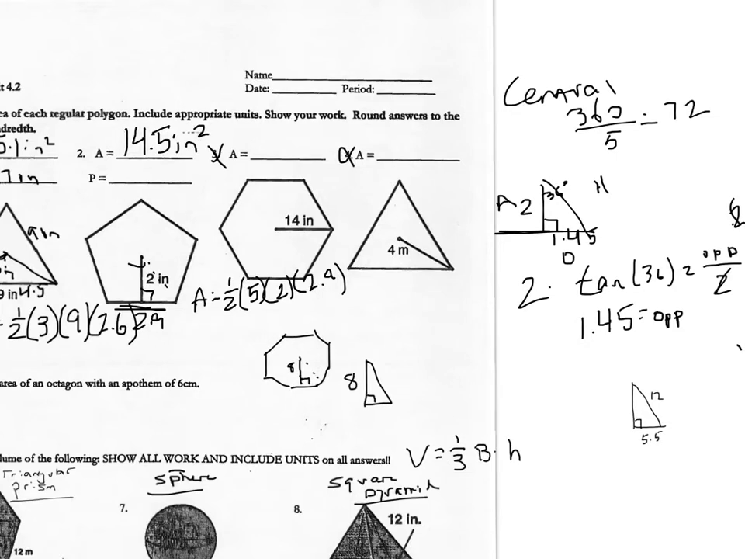Well, the perimeter, we have each side is 2.9. There are 5 sides. So 2.9 times 5 gives me 14.5 as well. That's kind of cool. Perimeter and the area are the same.